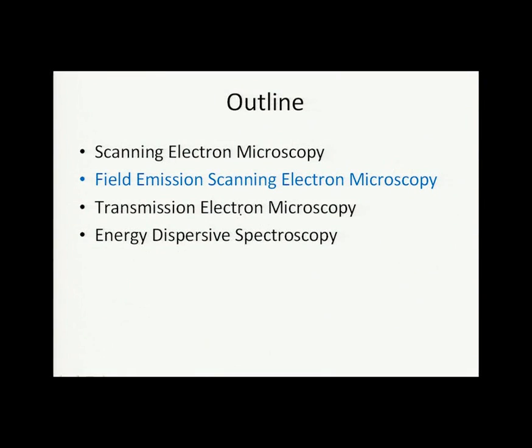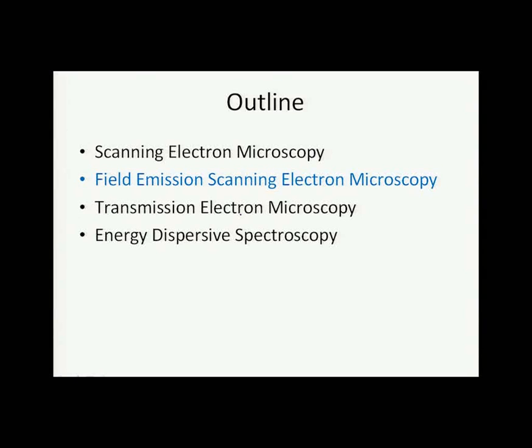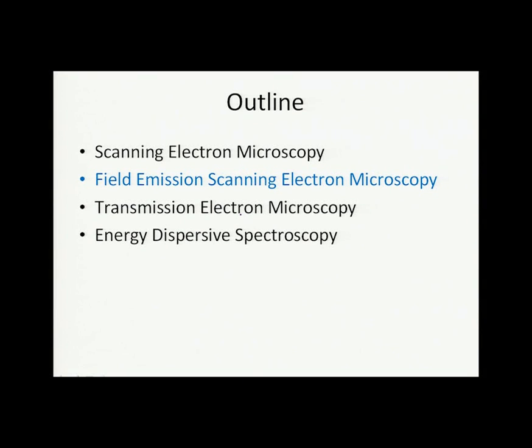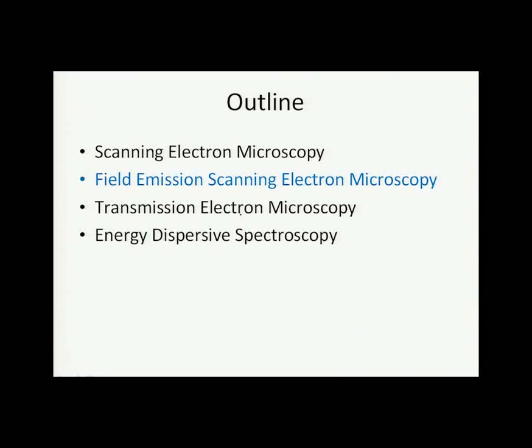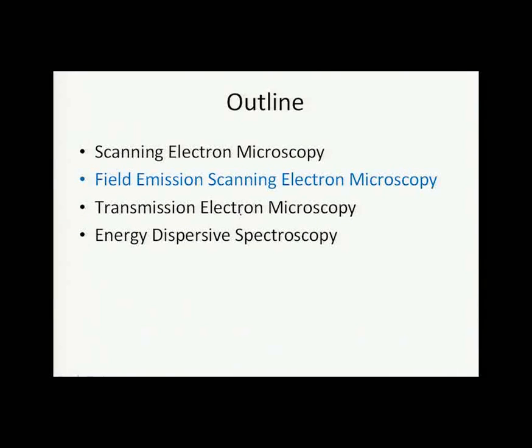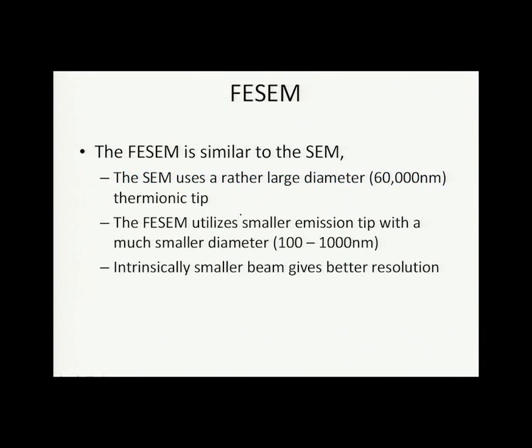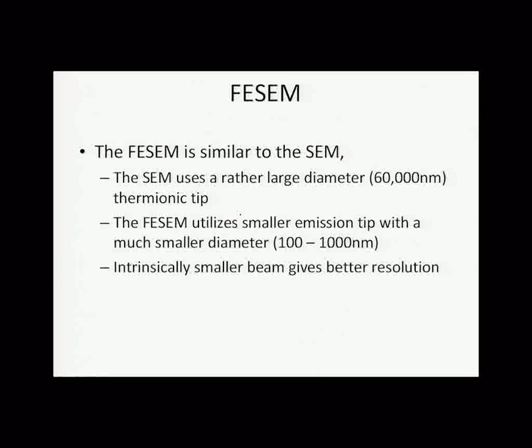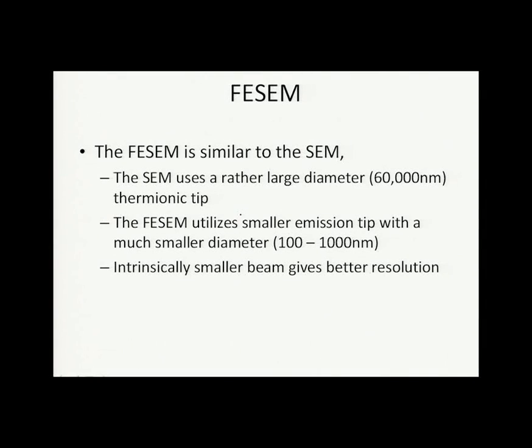So, next up for our discussion is field emission scanning electron microscopy. We already talked a little bit about field emission as far as electron emission and the tips, but let's talk a little bit further about this. So the FESEM, or Field Emission Scanning Electron Microscope, is similar to the SEM. The SEM uses a rather large diameter thermionic tip, 60,000 nanometers. Okay, it's about 60 microns.